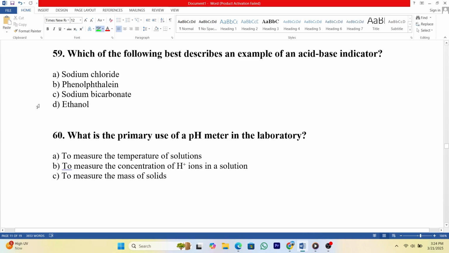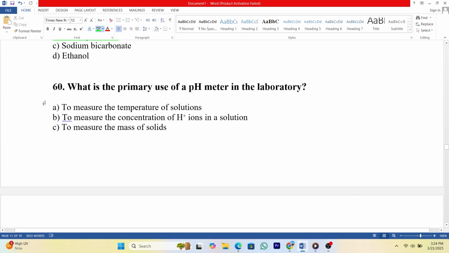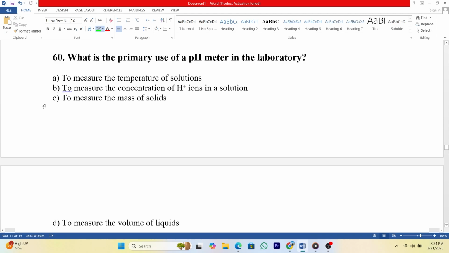59. Which of the following best describes an example of an acid-base indicator? A. Sodium chloride. B. Phenolphthalein. C. Sodium bicarbonate. D. Ethanol. Answer: B. Phenolphthalein.